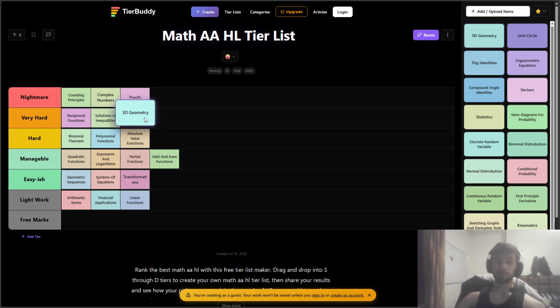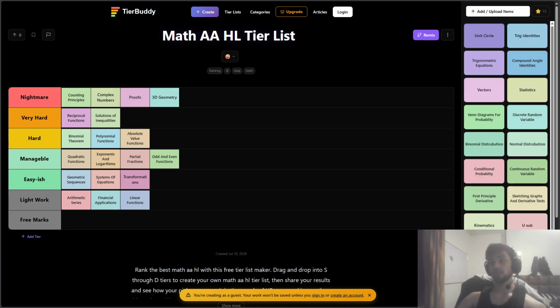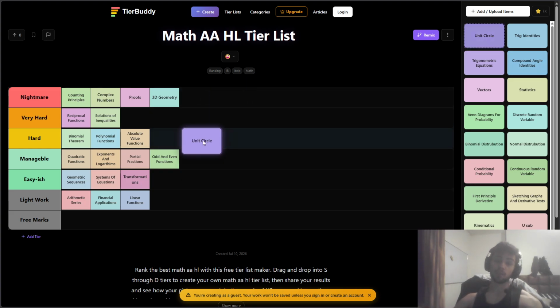3D geometry, nightmare. Absolute nightmare. Especially when you get into implicit differentiation with some 3D garbage, section B with trig and trig identities, and I'm just getting tired thinking of it. Absolute garbage here.